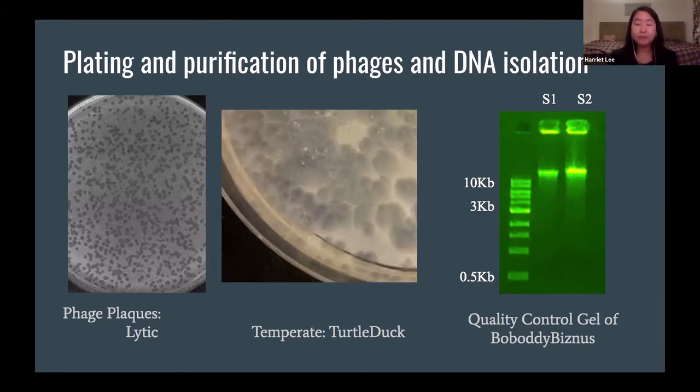And the image on the very right is an example of a quality control gel, which illustrates a way to visualize the quality and quantity of viral DNA. You can see how the bands in both sample 1 and sample 2 are very bright, which indicates that there's a lot of DNA. And the bands are also quite distinct, which means none of the DNA has really been degraded.